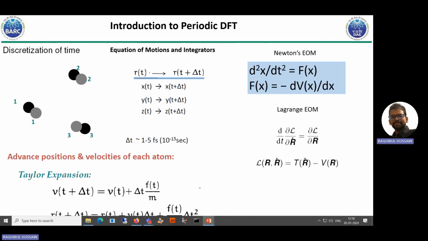Okay, so now the equation of motion. You know that we have two kinds of equation of motion. Mostly we are using one, the Newton equation of motion, and another is the Lagrangian equation of motion. The Lagrangian equation of motion is basically used by physicists, because they always try to make things complicated in terms of function. Chemists always try to make complication in terms of reactions, and they always try to make complication in terms of mathematical function. Okay, so now the equation of motion is basically nothing but the discretization of time.